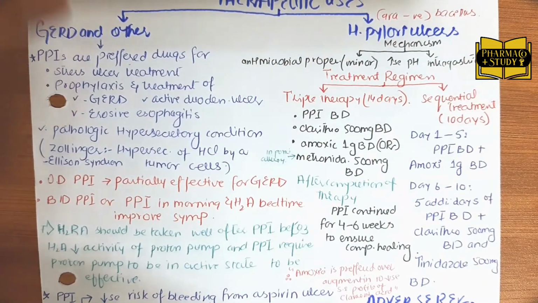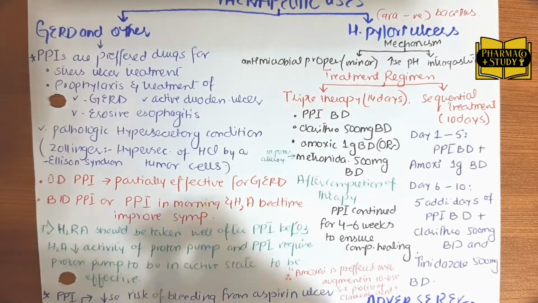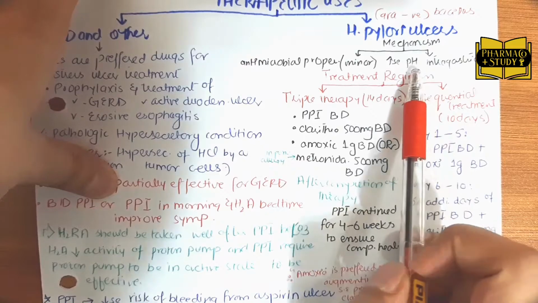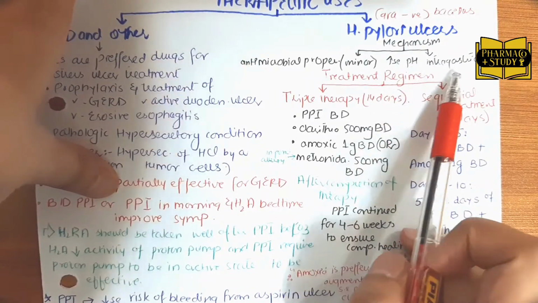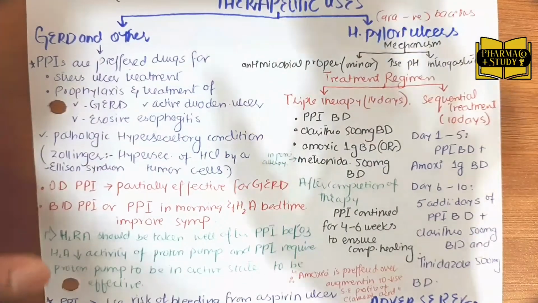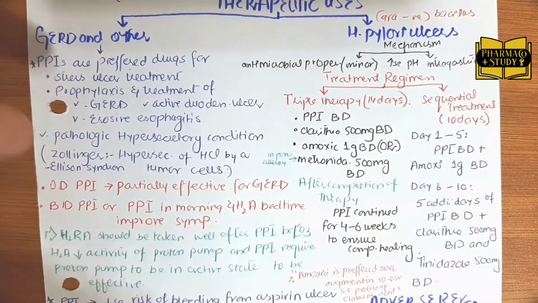Now what is the mechanism and how does it treat the H. pylori ulcer? Number 1, proton pump inhibitor has minor antimicrobial activity. Secondly, it increases the intragastric pH, which leads to the healing of ulcer.